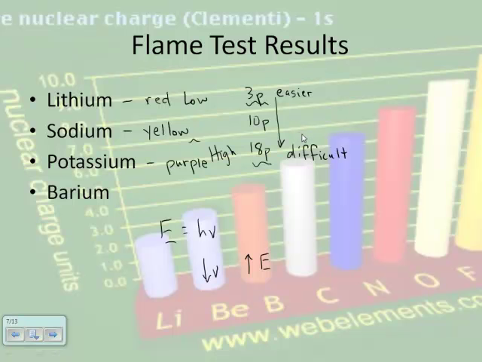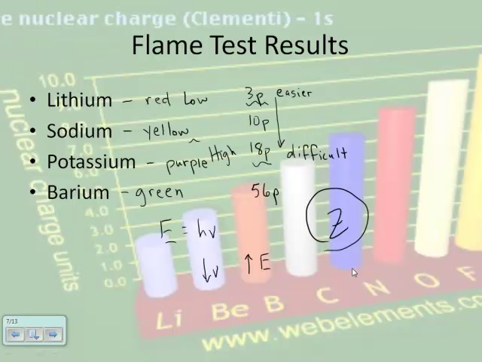Okay, well, here's a complicating factor. We would expect barium, with its 56 protons, to be the hardest one of all. So it would be like ultraviolet or something, right? A bigger energy than purple. Okay, but if you remember what barium showed, it was green. This doesn't fit what we said. Right, well, there's a complicating factor, because nuclear charge is not all there is to this story.